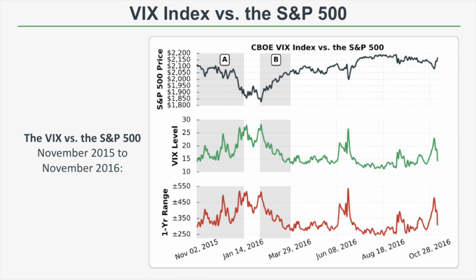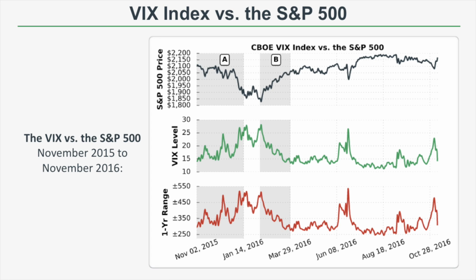So in this graphic, we're just comparing the S&P 500 price on the top graph to the VIX index in the middle graph compared to the one-year expected range, which is on the lowest graph. So this time period is between November 2015 and November 2016.